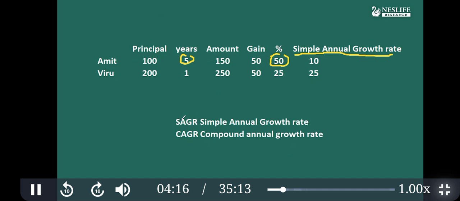We can consider it as SAGR, simple annual growth rate. But this is not used in banking and investment frequently. This can help you do quick calculation. For example, if someone says he got a 70% return in 5 years, we can divide the 70% total return by 5, and that is 14%. This is not a CAGR, that is not compound annual growth rate, but simple SAGR. So remember SAGR and CAGR. CAGR is the most commonly used, but I explained SAGR just to create some base.